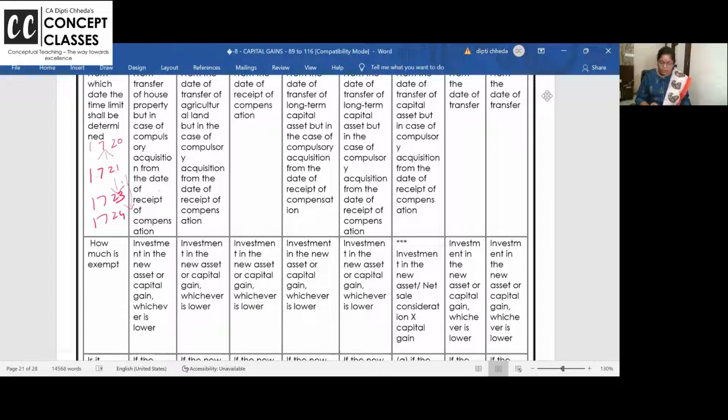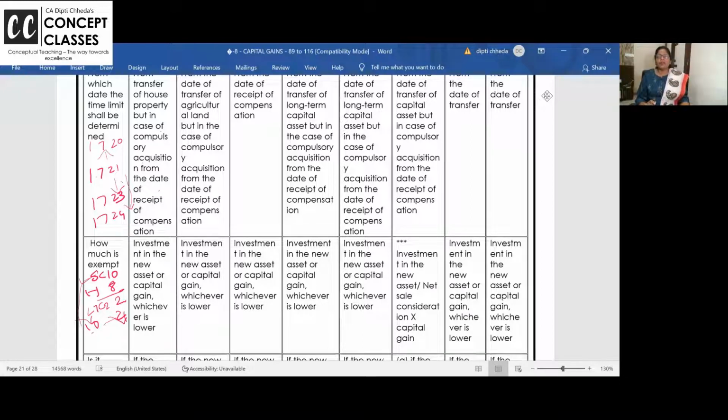How much is exempt? Investment on new house or capital gain, whichever is lower. Sale consideration 10 rupees. Please look at the screen. Indexed cost of acquisition 8. Long-term capital gain 2. Now, if you invest 10 rupees in another house, you've sold the house in Secunderabad and purchased the house in Jubilee Hills. So 10 full you have invested. So how much exemption will you get? Long-term capital gain 2 or investment 10, whichever is lower.